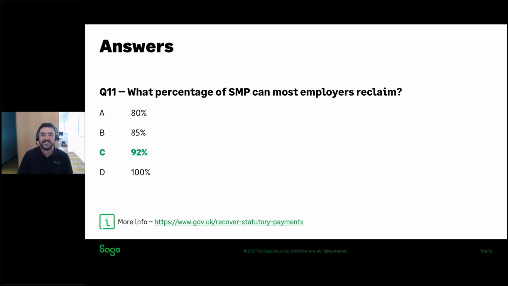It was indeed. 92% is the amount that most employers would reclaim for SMP and any other statutory parental payment. If the employer qualifies for small employers relief, they'd actually get 103%, but we didn't put that as an answer, again, to avoid confusion. And I would say that most employers are not qualifying for small employers relief. So your answer there is 92%.